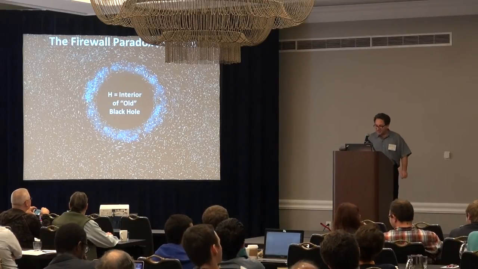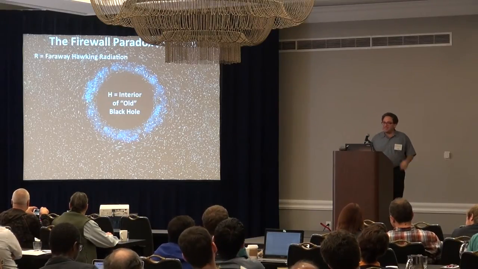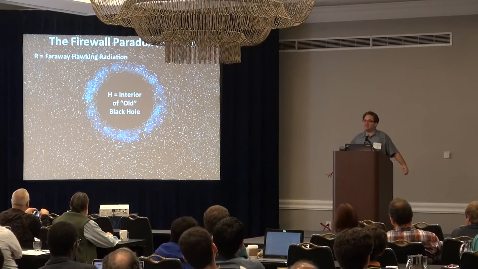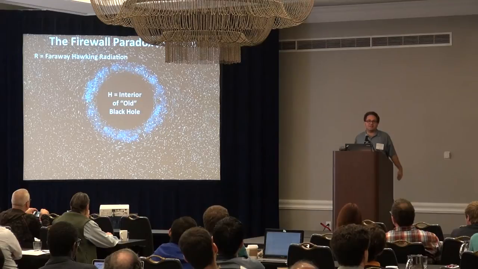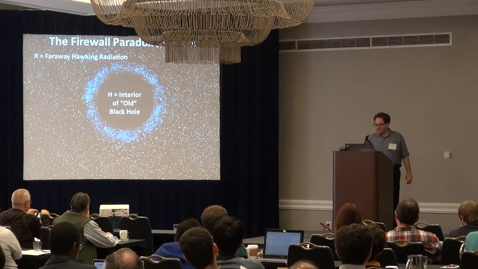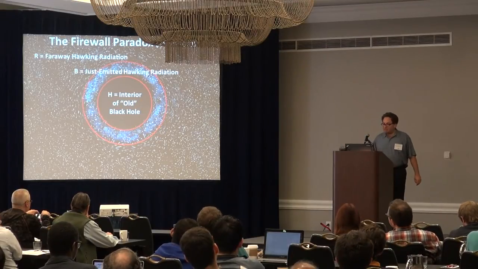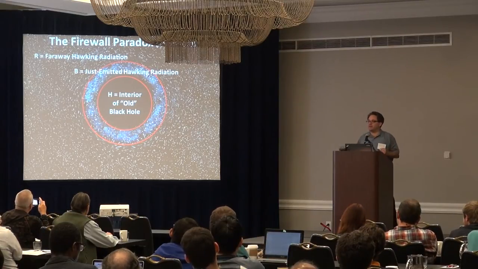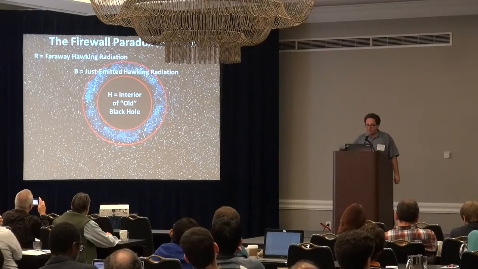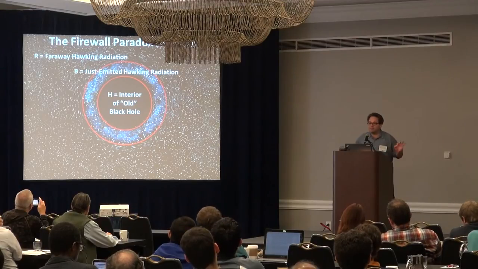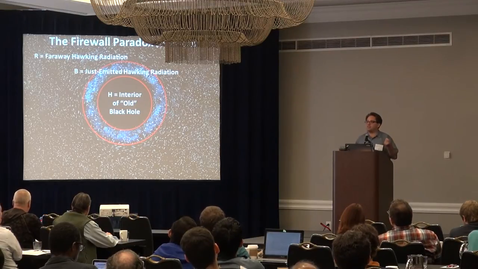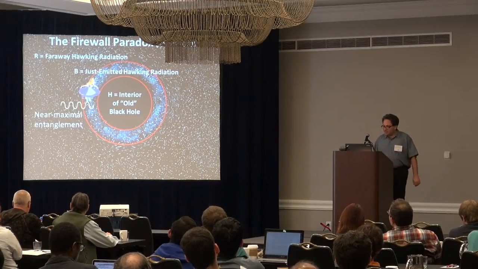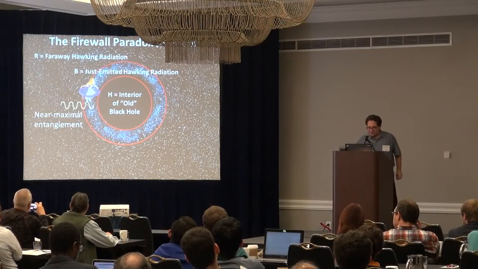Now, R is the far away Hawking radiation, radiation that was emitted a while ago and is now out. And B is some Hawking radiation that is just now coming out of the horizon. For simplicity in this talk, I'll often take B to consist of a single qubit. And now we've got our observer, Alice.